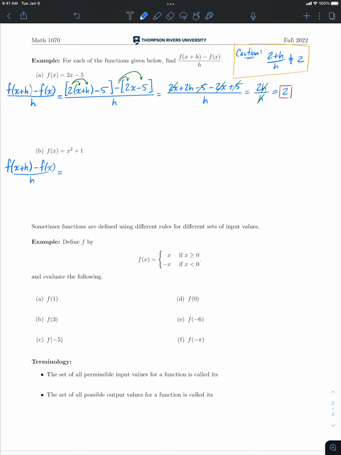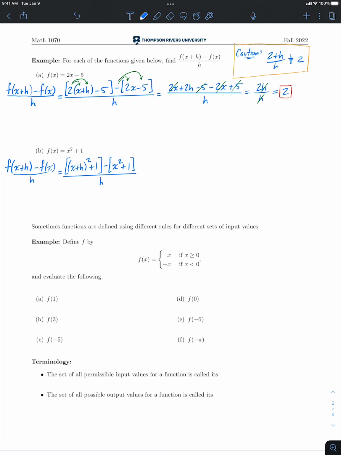But now we're going to replace this occurrence of f of x plus h and this occurrence of f of x with their definitions, with their corresponding output values. So we're going to get x plus h squared plus 1. That's the f of x plus h. Then we're going to subtract f of x, which is just x squared plus 1. And that's all divided by h.